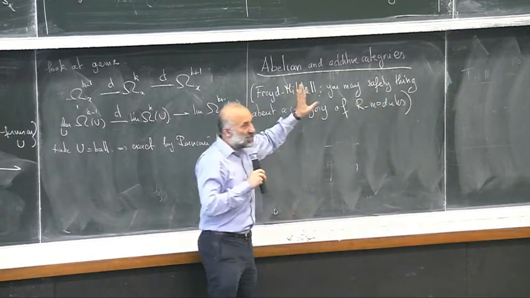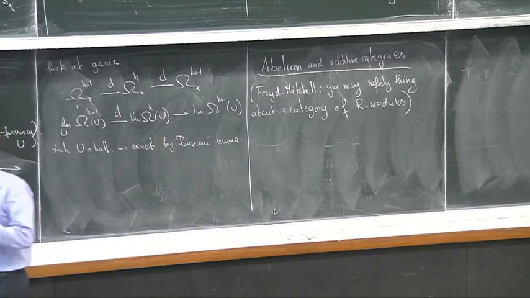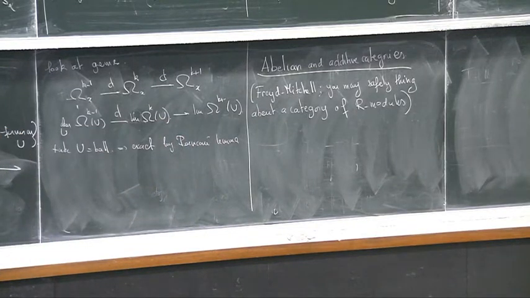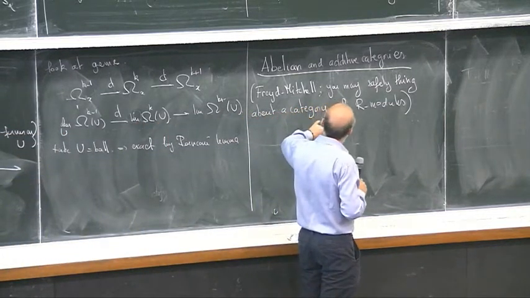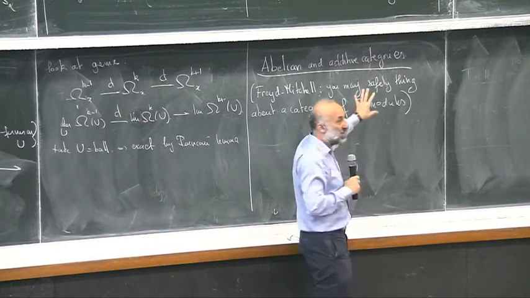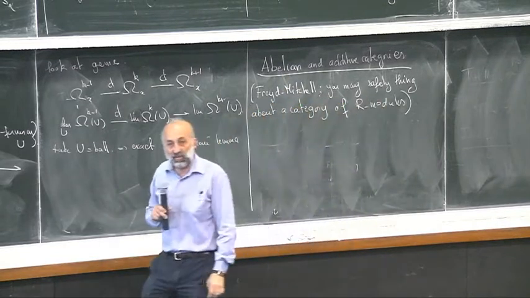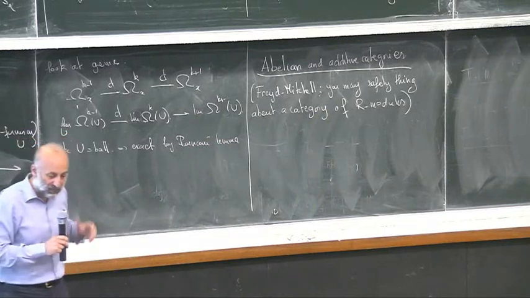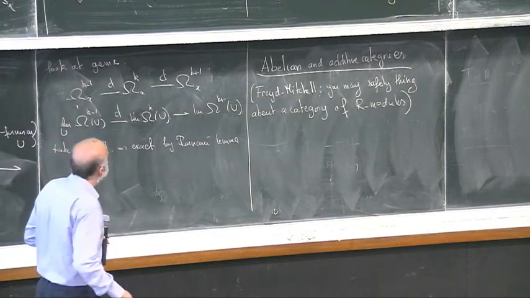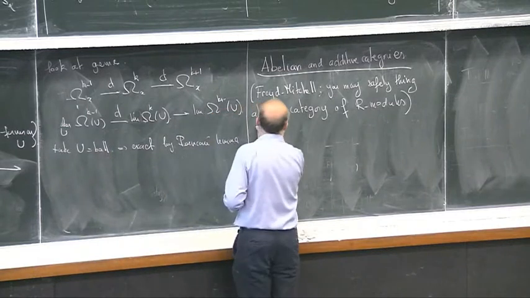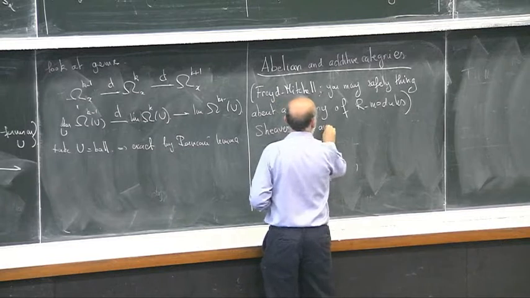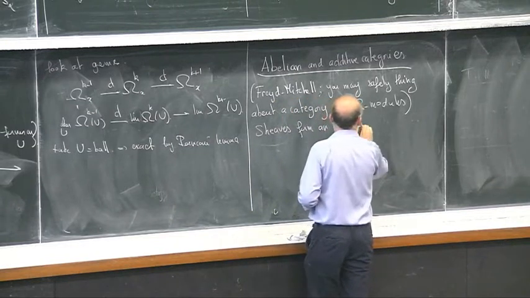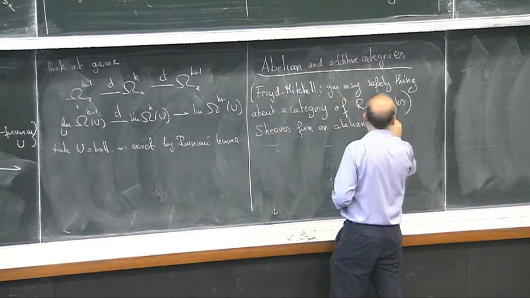This theorem by Freyd and Mitchell tells you that if you have what's called a small category, so a category such that the objects are actually sets, then if it's an abelian category, it's equivalent to a category of R-modules. Not of vector spaces, but R-modules. And the main point here is that the sheaves form an abelian category.